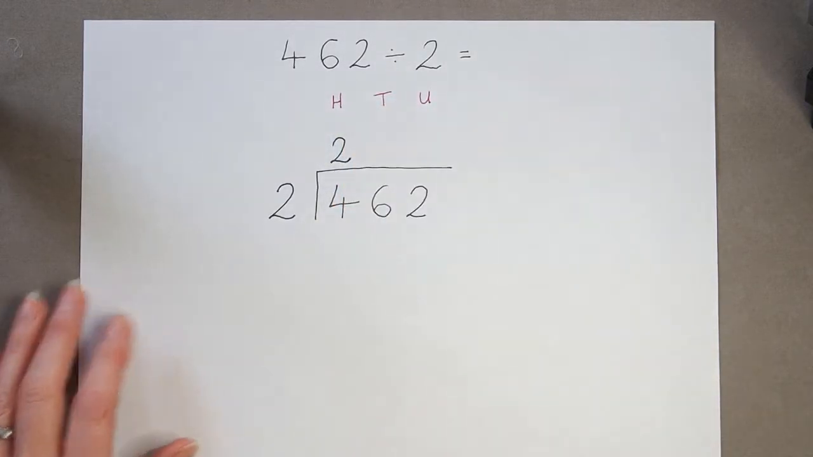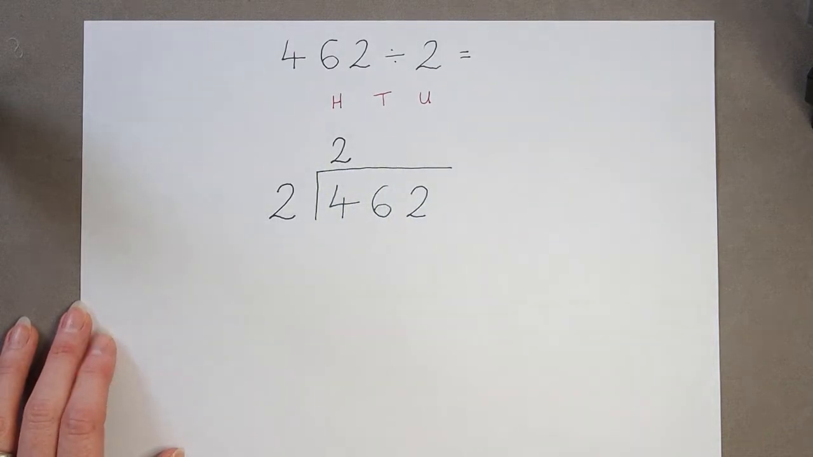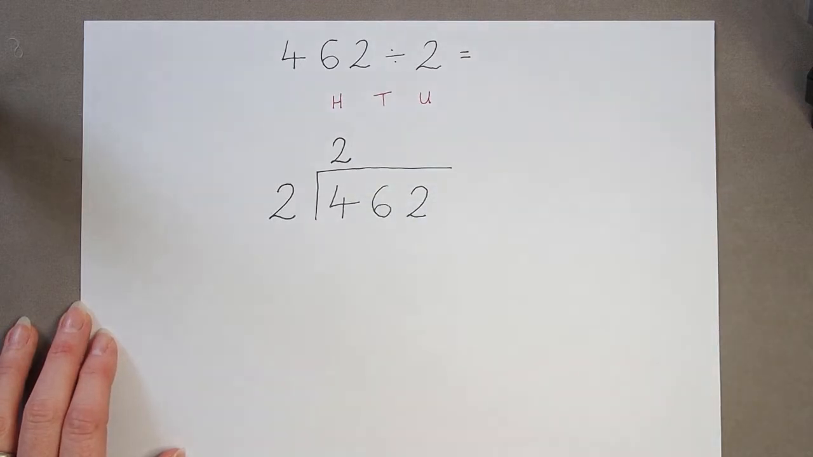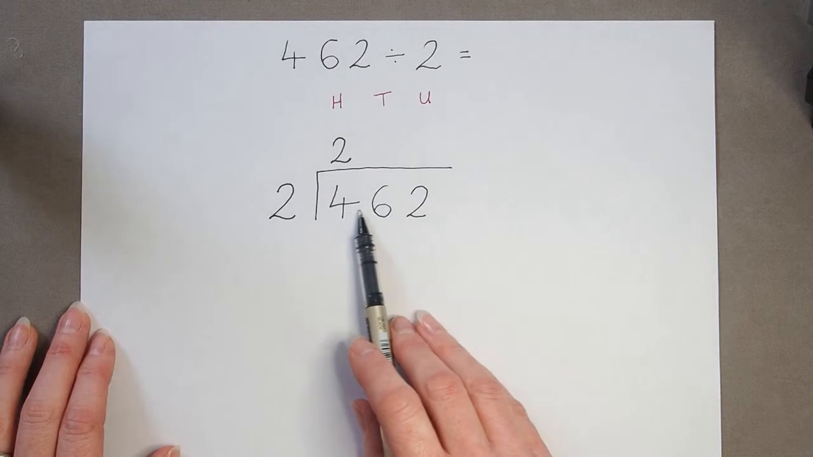And we write it up here in our answer. This is where we will find our answer. Now we can see this is actually the hundreds column. So really what we've been doing there is thinking, how many twos are there in 400?